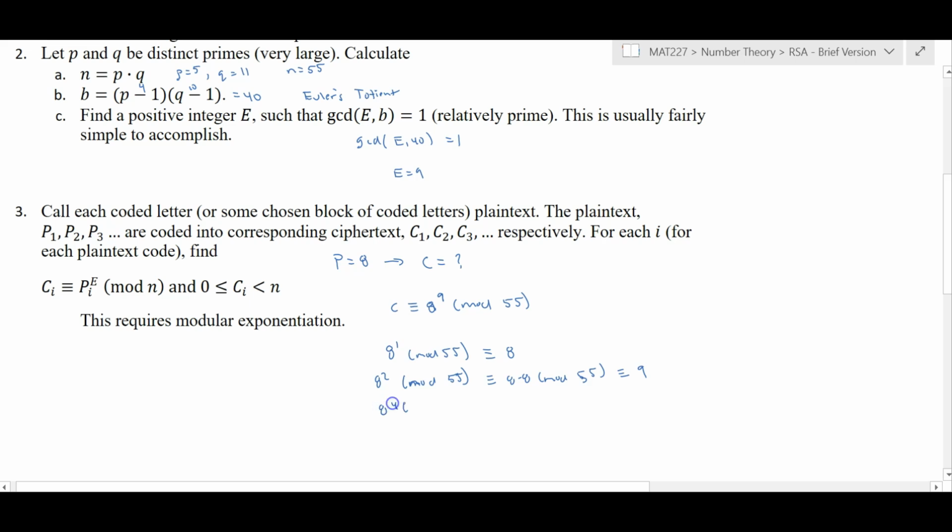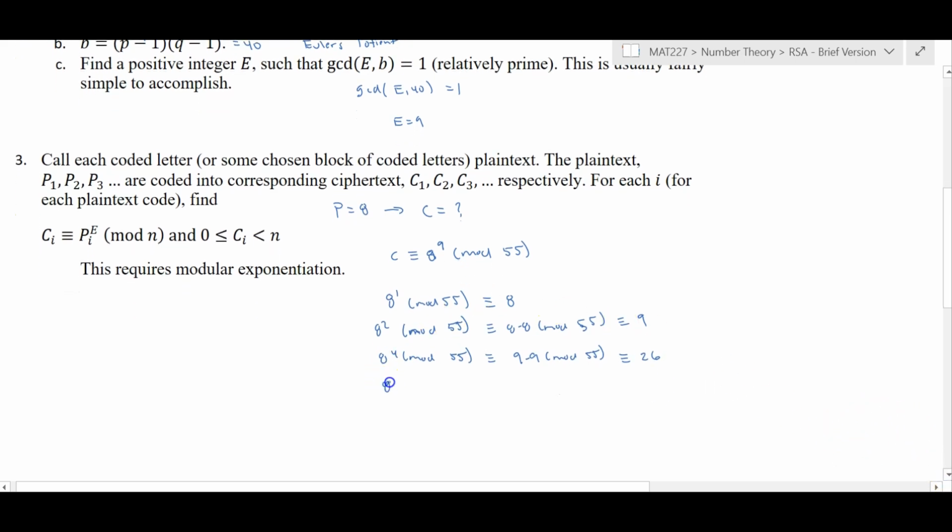Now we do 8 to the 4th mod 55. And that's congruent to the remainder of 8 squared, which is 9 times 9 mod 55. And that's 81. 81 mod 55 is going to be 26.